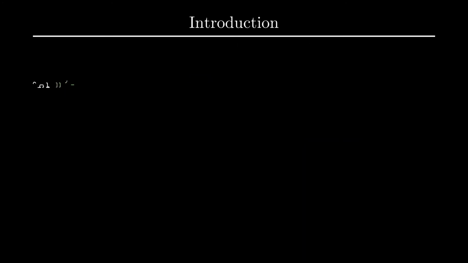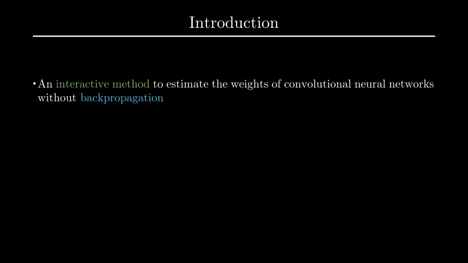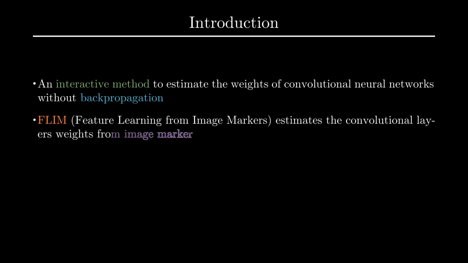In this video, I'll talk about an interactive method to estimate the weights of convolutional neural networks without the need for backpropagation. Given the architecture of a CNN, this method, called feature learning from image markers, is able to estimate the weights of the features of the convolutional layers from markers in images.